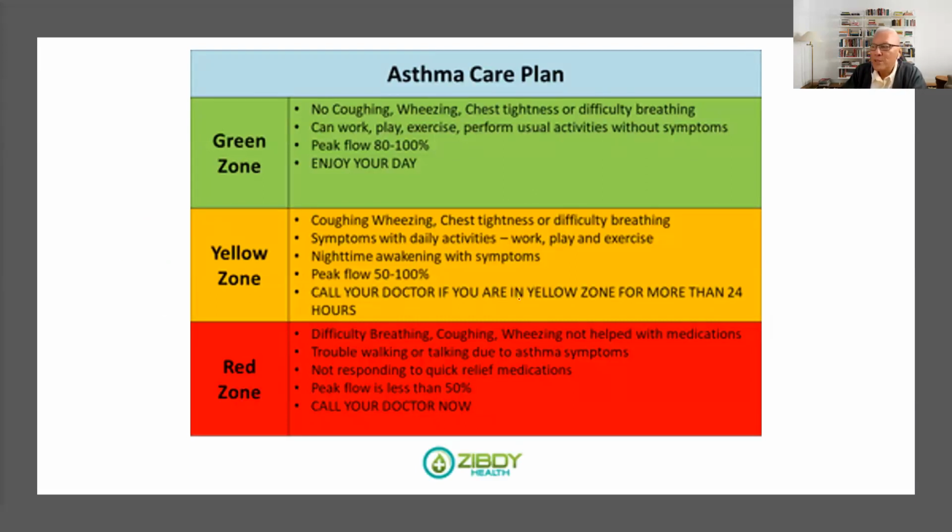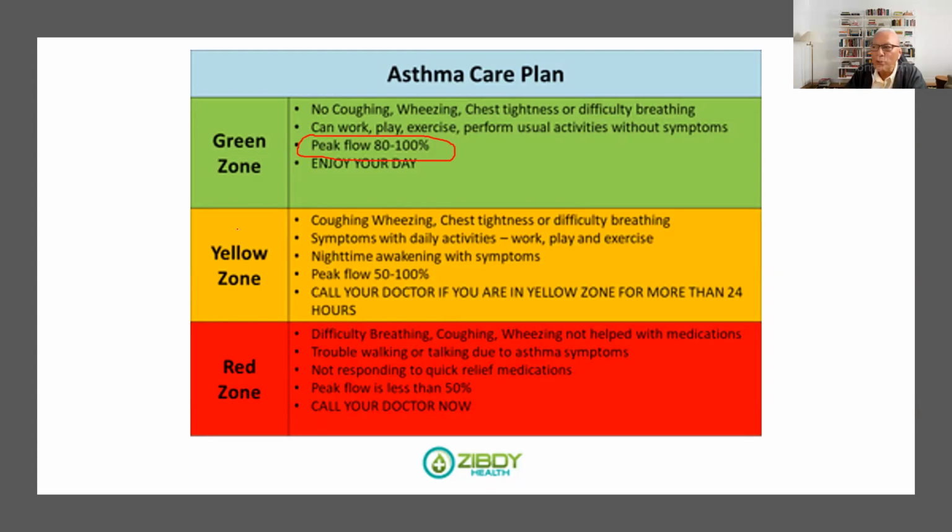Now, this is an illustration of the zones that are often referred to when patients have asthma. Green zone means that they're safe, which means there's no coughing, no wheezing, no chest tightness or difficulty breathing, and their peak flow is going to be normal, 80% to 100%.